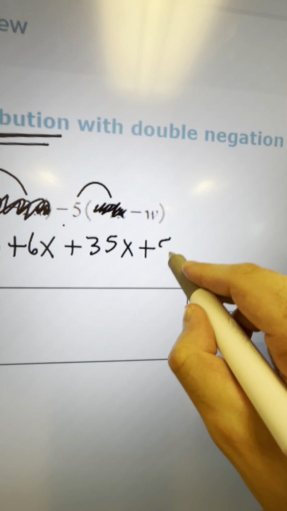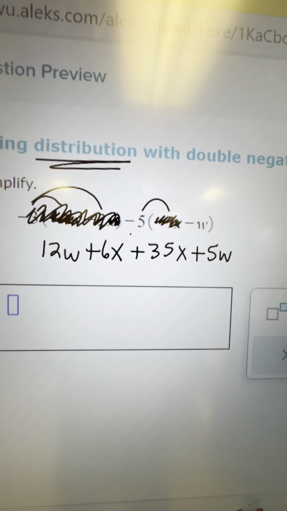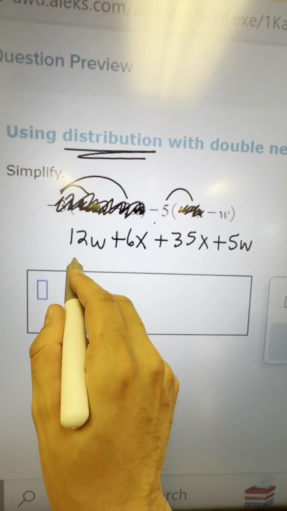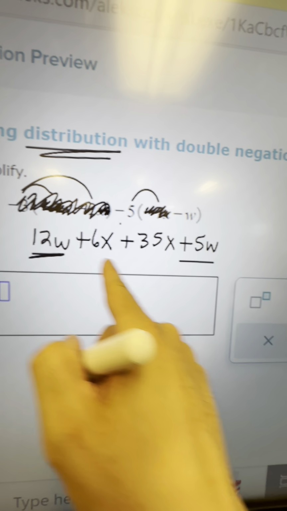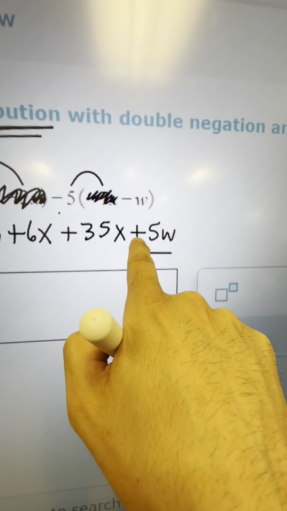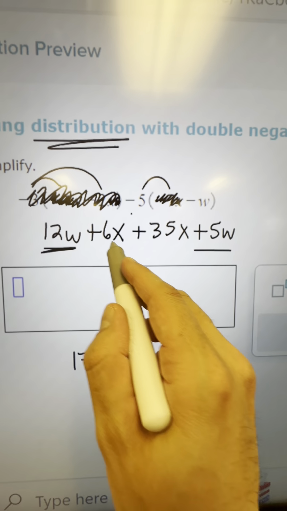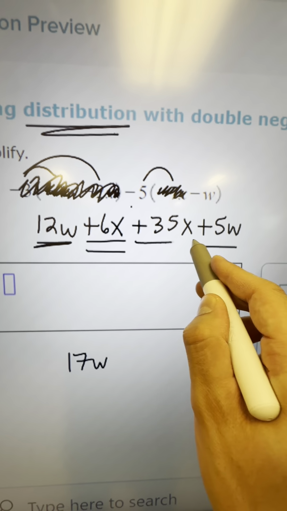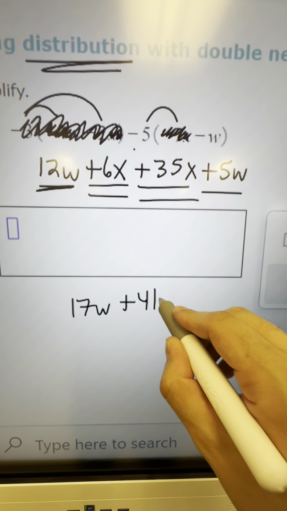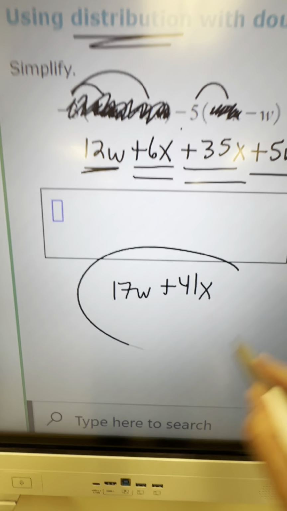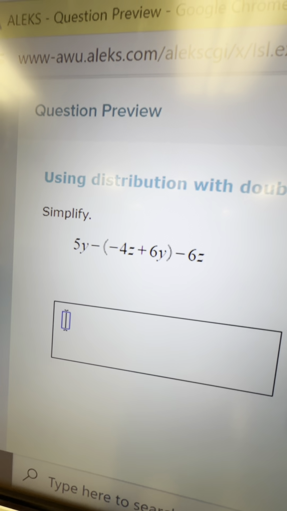is a positive 5w. And if you survive that first part, the rest is just going to be combining like terms. So 12w and 5w are like terms. So 12, and pay attention to the signs, 12w plus 5w is 17w. And then what's left? Positive 6x plus 35x. And when you add these two together, you're going to get positive 41x. And then these are not like terms, so that's your final answer. And then we'll do one more example to finish up this quiz review.